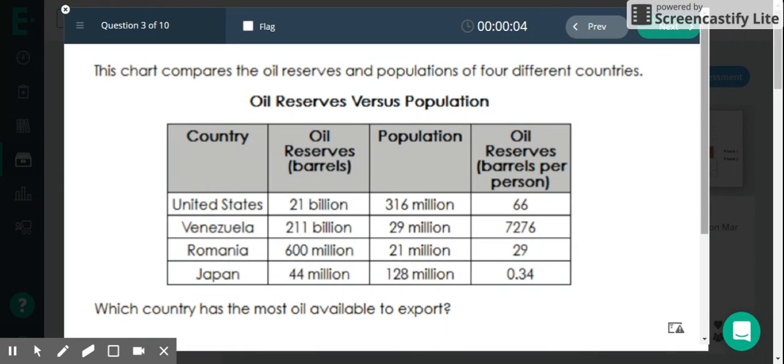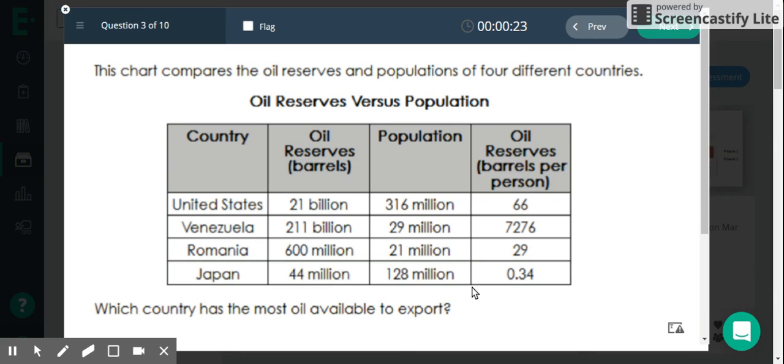This chart here is comparing oil reserves, which is like the amount of oil, population, and the barrels per person. So this is showing how much oil, what's the population, and if you break it down, how much oil per person if you divide that out.